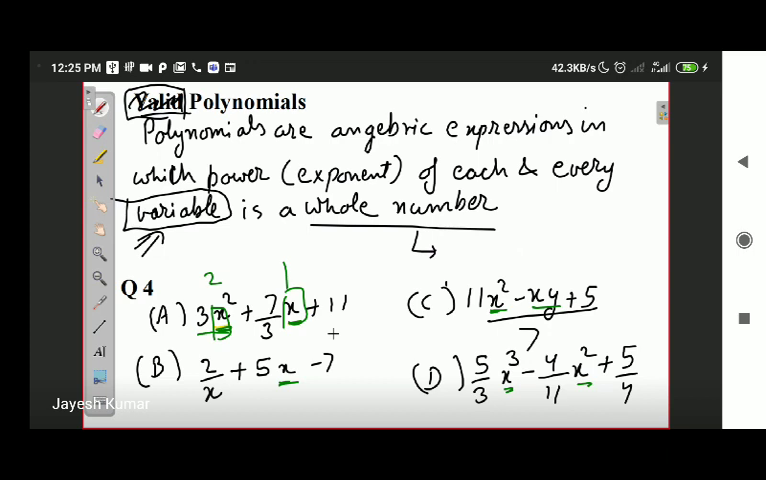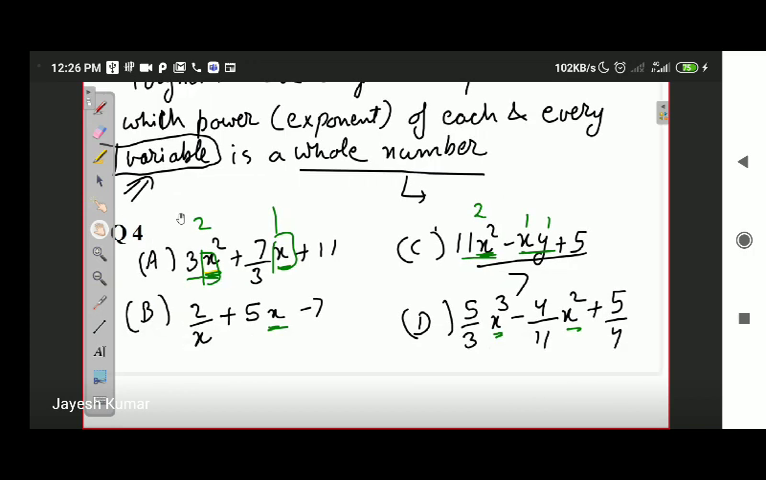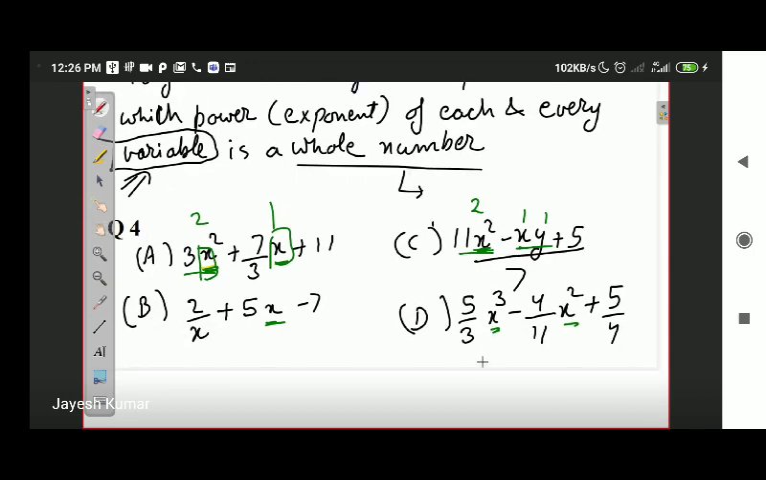In C part, for 11x square, the power is 2. For xy, power of x is 1, power of y is 1, because no power is given, that means it is 1. Then taking the D part, 5 by 3 x cube, the power of the variable here is 3. For minus 4 upon 11 x square, the power of variable is 2, and 5 upon 4 is constant. Okay, let's take B part.